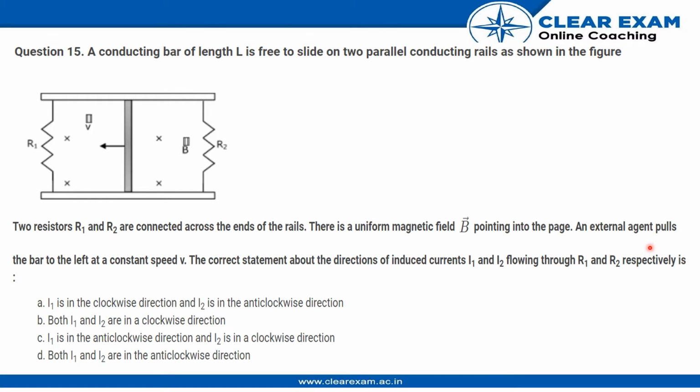An external agent pulls the bar to the left at a constant speed v. The correct statement about the directions of the induced currents I1 and I2 flowing through R1 and R2 respectively is.